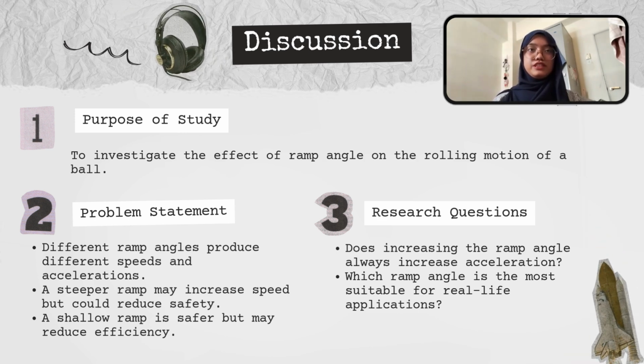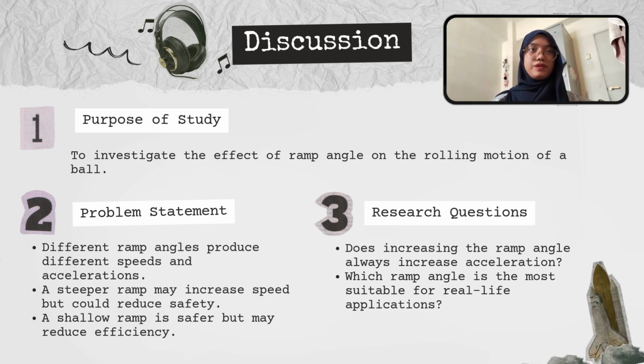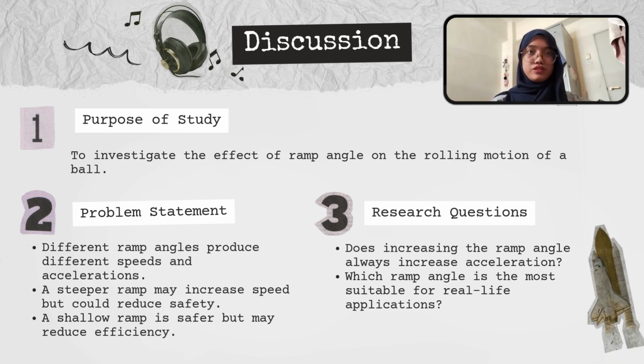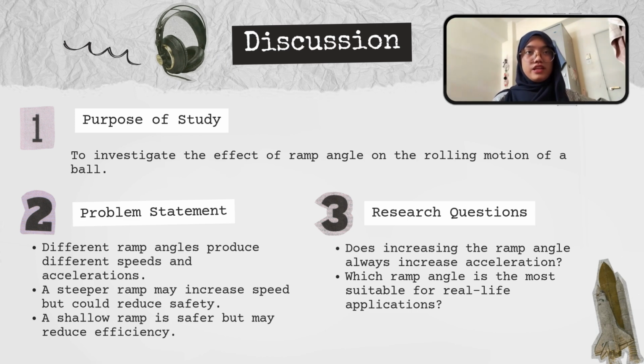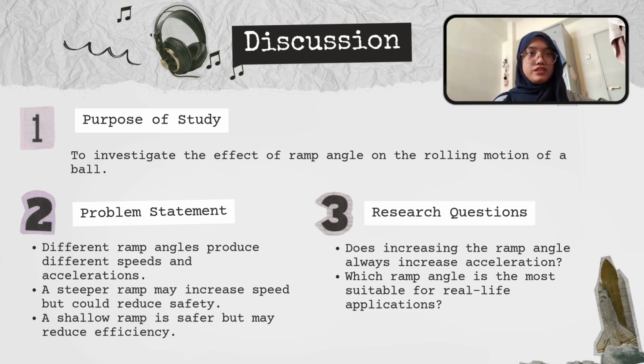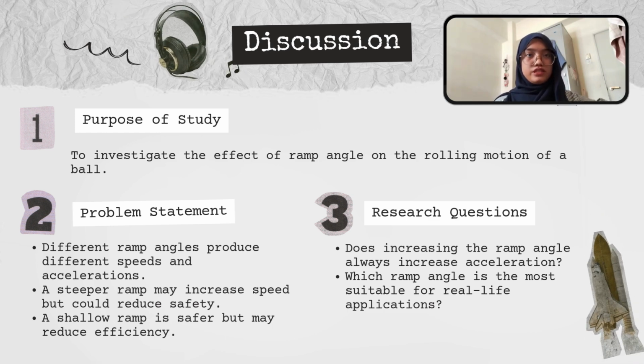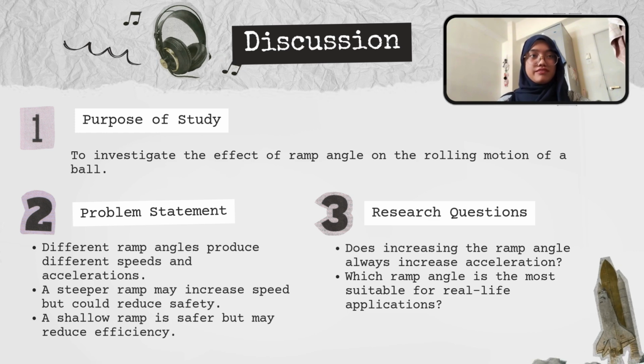The purpose of this study is to investigate the effect of ramp angle on the rolling motion of a ball. In everyday life, inclined planes are commonly used in wheelchair ramps, loading docks, parking garages, and playgrounds. Choosing the right ramp angle is important because it affects both performance and safety.